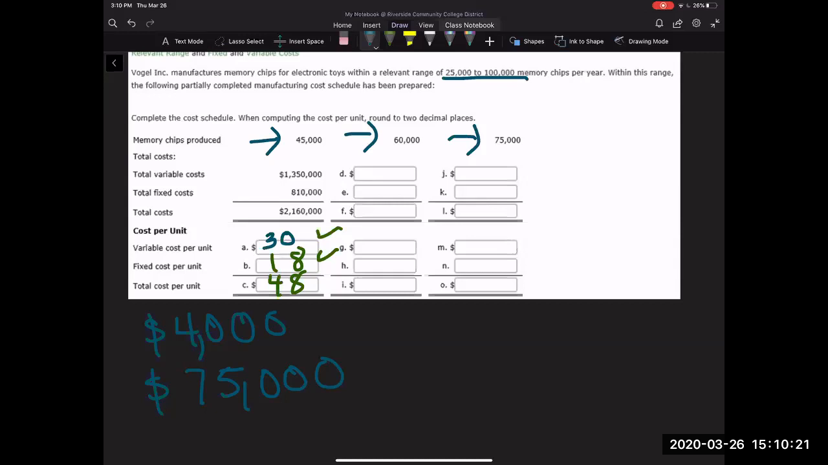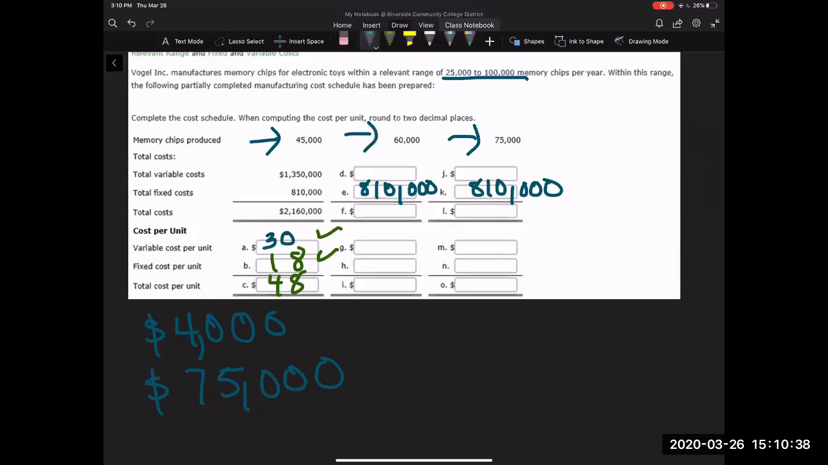With that in mind, what I'm going to put here is $810,000. And here goes $810,000 too, because it remains the same. No matter how many I produce, my fixed cost remains the same. Okay.